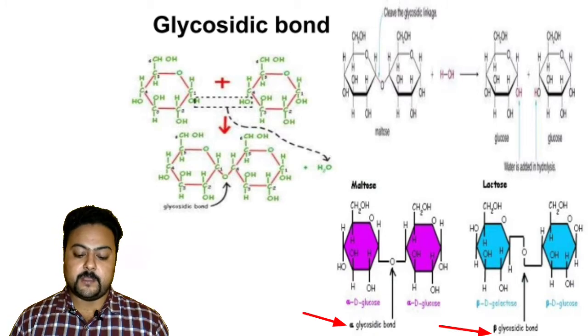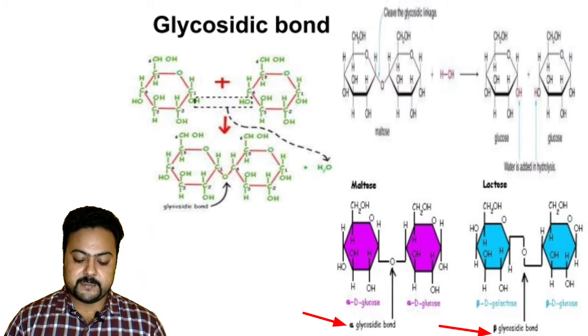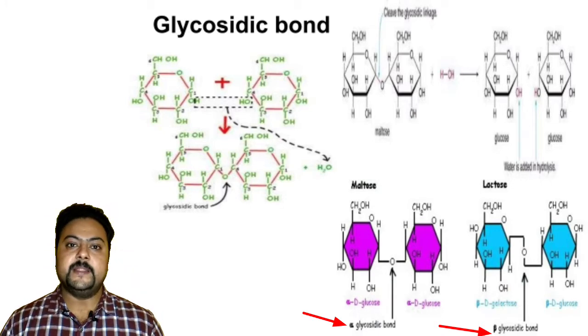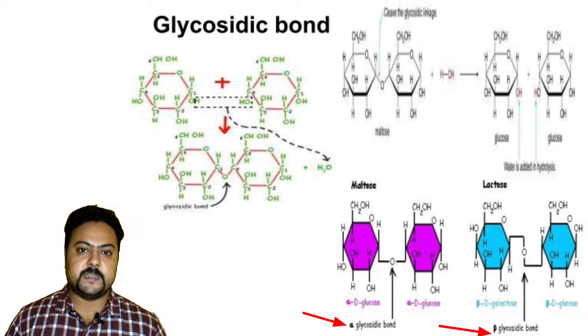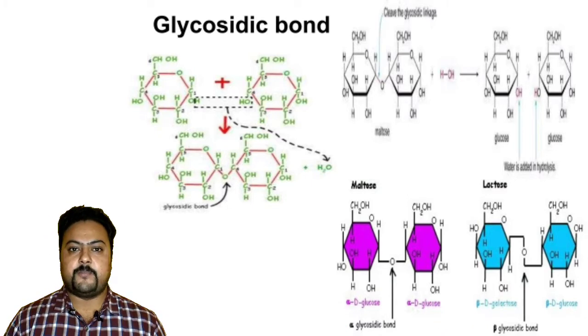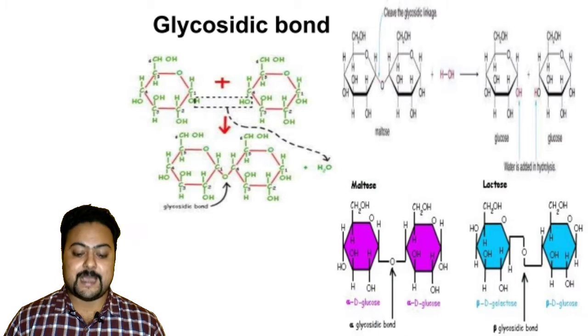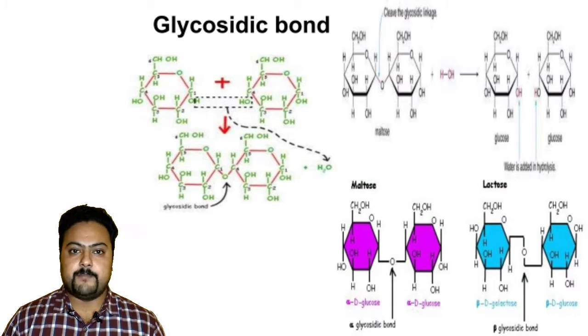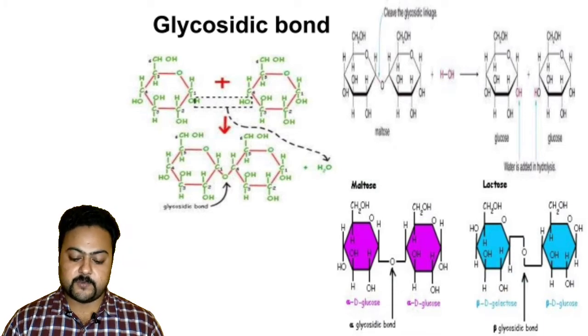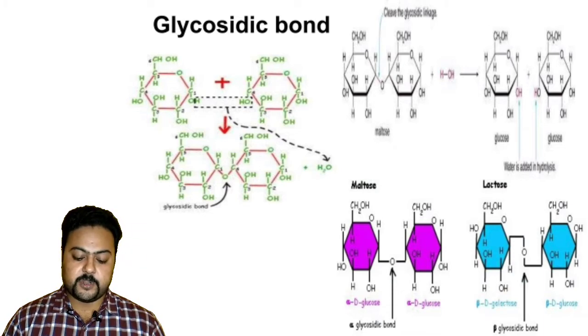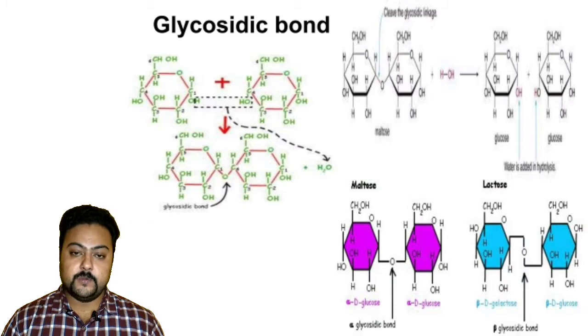Glycosidic bonds can be of two types, alpha glycosidic bond and beta glycosidic bond. When two same sugar units are combining, such as one molecule of glucose and another molecule of glucose, a bond between two glucose molecules is an alpha glycosidic bond. A bond between two different kinds of monosaccharide molecules, for example, a bond between galactose and glucose, is a beta glycosidic bond.